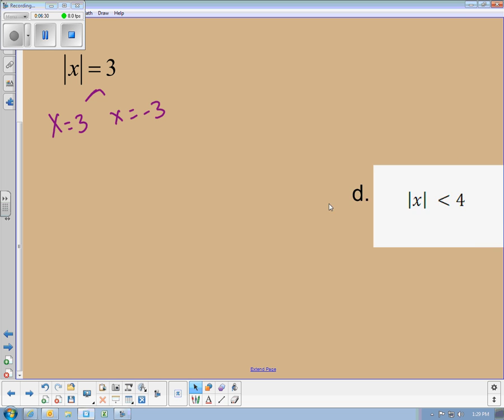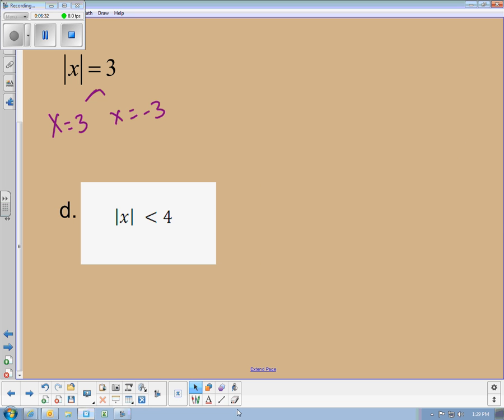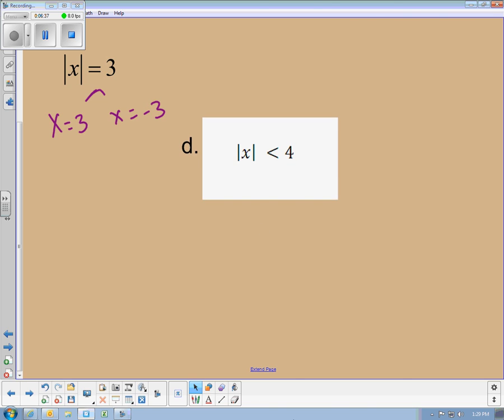So in part D, I have the absolute value of x is less than 4. So I'm still going to split this off, but what happens is when I split this into two equations, I end up with x is less than 4, which is what we started with. When I flip the 4 to be negative, I also have to flip the sign. So I have x is greater than -4.